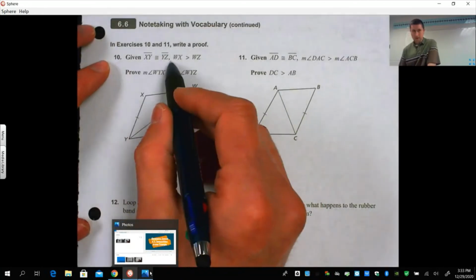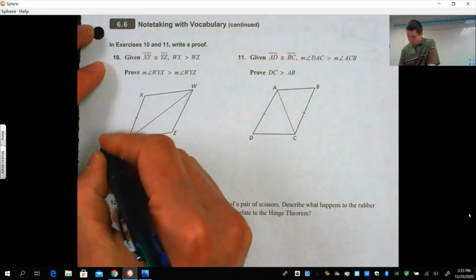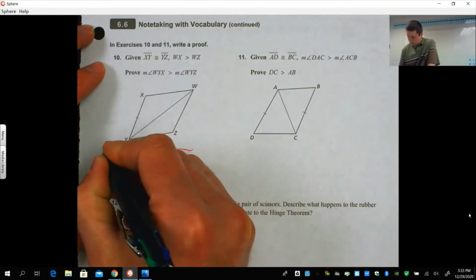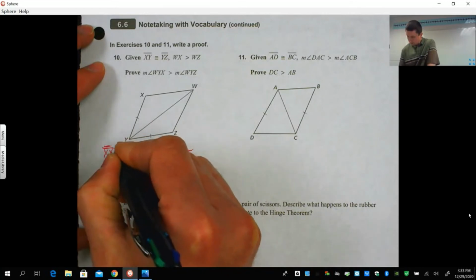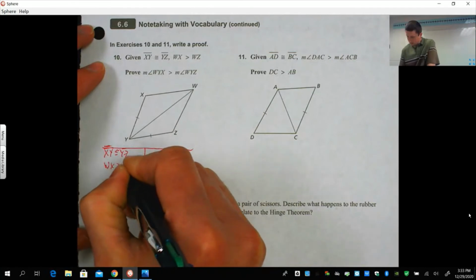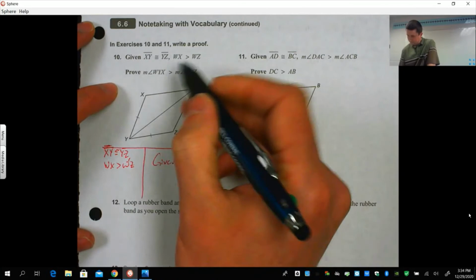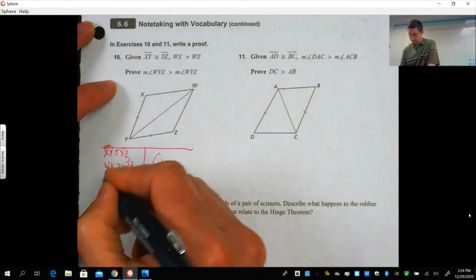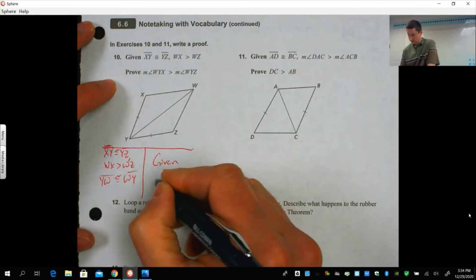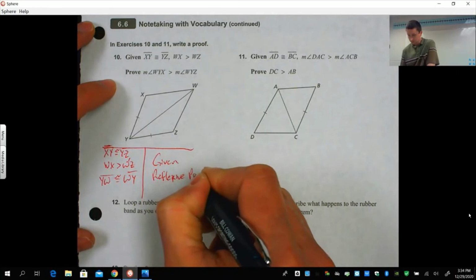So here are our givens. XY is congruent to YZ, and WX is greater than WZ. That's all given. Okay, we share this. YW is congruent to WY. That's the reflexive property, similar to the one we just saw.